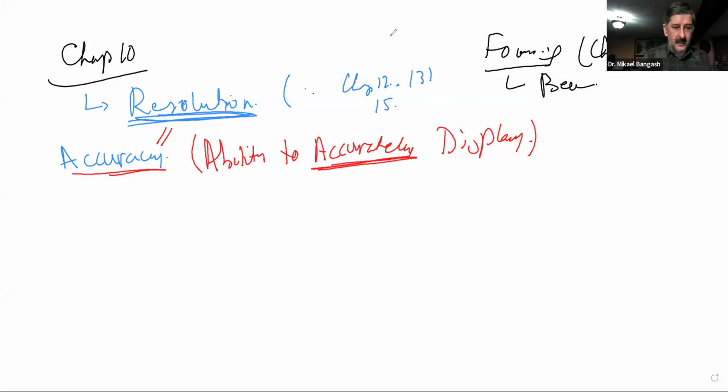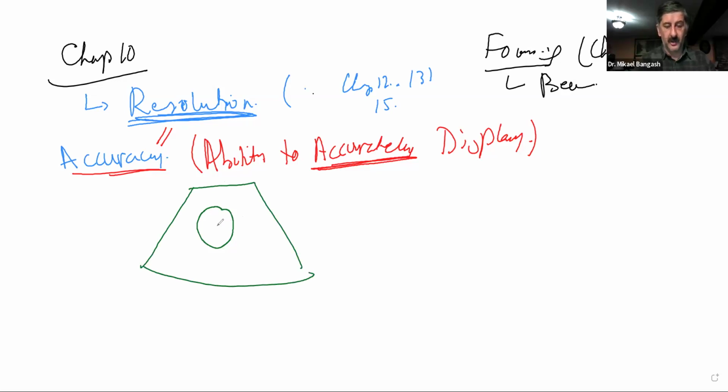So what is it that accuracy is going to mean? Let's say that as we are scanning a structure, we are scanning a structure which is round. It's round, and this is its shape, this is its size. And not just that, in terms of anatomy, this is going to be its location.